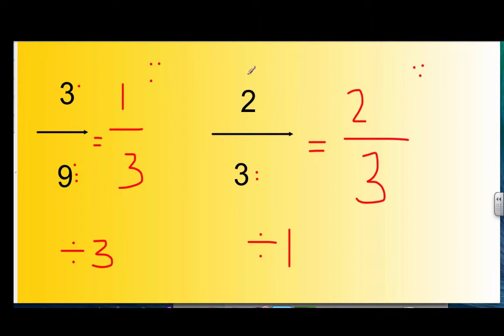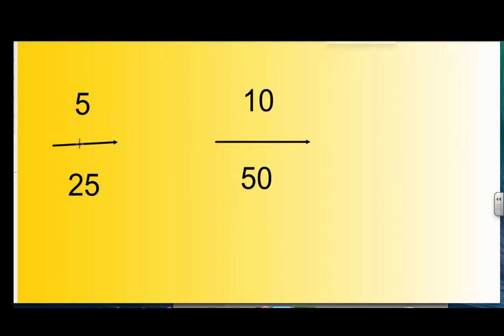Okay, I only have one that you can do all by yourself. Okay, there you go. 5/25 and 10/50. Are they the same? See if you can simplify them. Off you go. Pause me and simplify them and see how simple you can get them both and see what their value is compared to each other. Are they the same, equal? Is one higher than the other? All right, go on, pause me. Have a go.